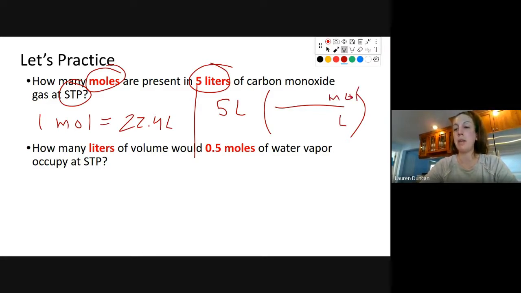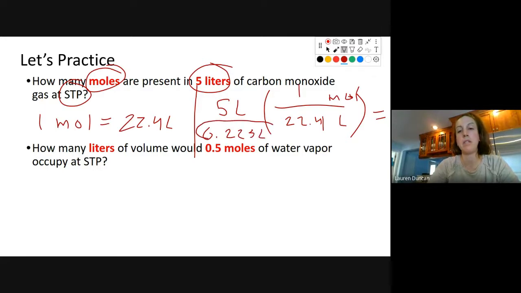The liters would go on the bottom. What I want, in this case the moles, would go up top. For every 1 mole of gas at STP, there are 22.4 liters of volume. 5 times 1 over 22.4, or 5 divided by 22.4. This comes out to be 0.2 when rounded to the tenths, or 0.223 when rounded to the thousandths. Oh, excuse me, moles of particles. So a little less than 1/4 of a mole of particles is equivalent to 5 liters of gas. That's how much space that would take up at STP.